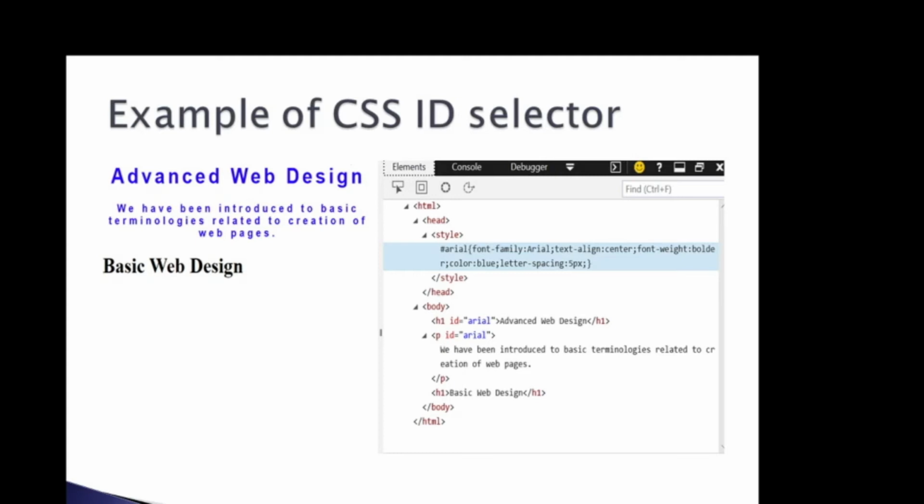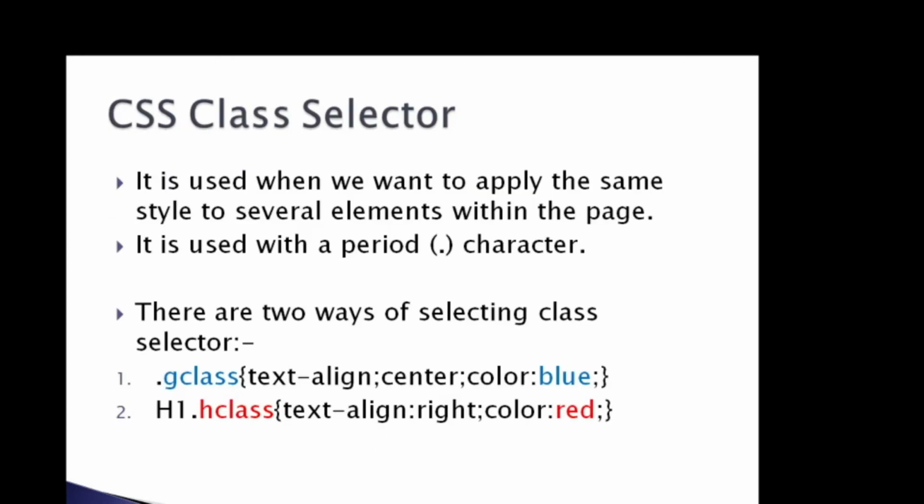But different elements can directly reference any IDs that have the same name as long as they occur within different element types. Next one is the CSS Class Selector. When there are a number of elements in a page that we want to share the same name styling, then we can assign them the same class name. Now it is used with a period, that is a full stop, and it is used when we want to change or apply the setting to a group of elements within the HTML page.